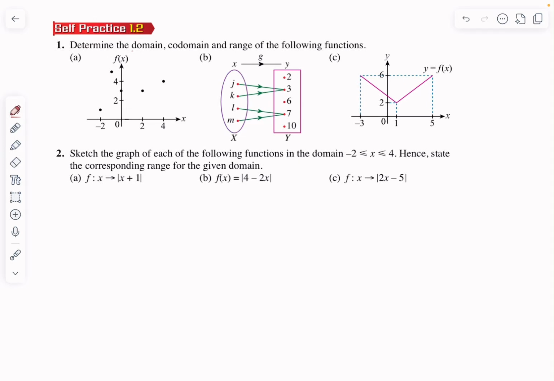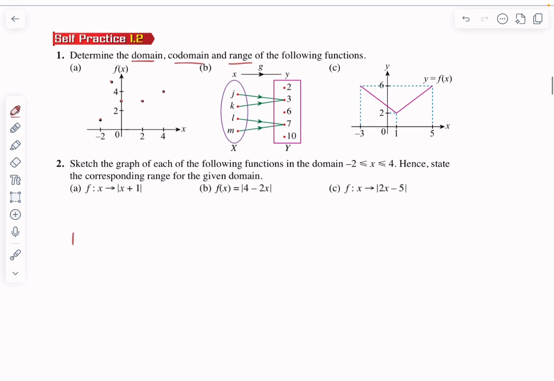Self-practice 1.2, question 1. Let's go. Determine the domain, codomain, and range of the following functions. Okay, so the first one are all coordinates. So this coordinate: 1, 2, 3, 4, 5.